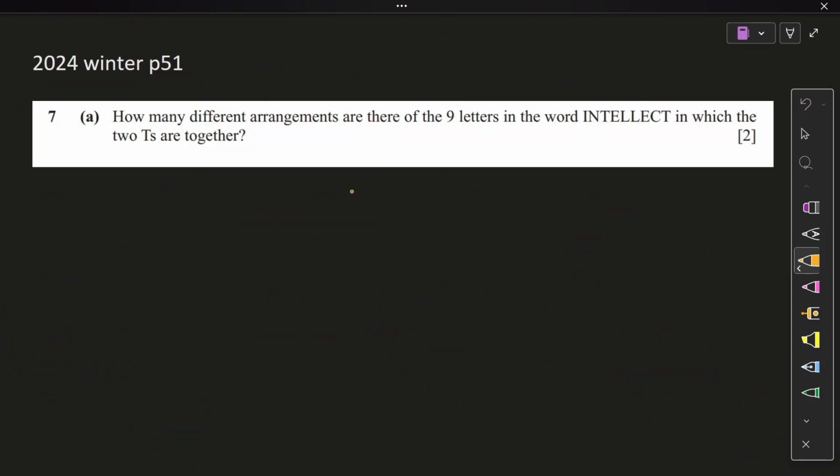Okay, so we move on to the winter variants. Here is your reference. Moving to the question. How many different arrangements are there of the 9 letters in the word intellect in which the two T's are together? Okay. So whenever you need something together, you simply box it up. So the two T's. Actually, let's make the 9 letters first. So 1, 2, 3, 4, 5, 6, 7, 8, 9.